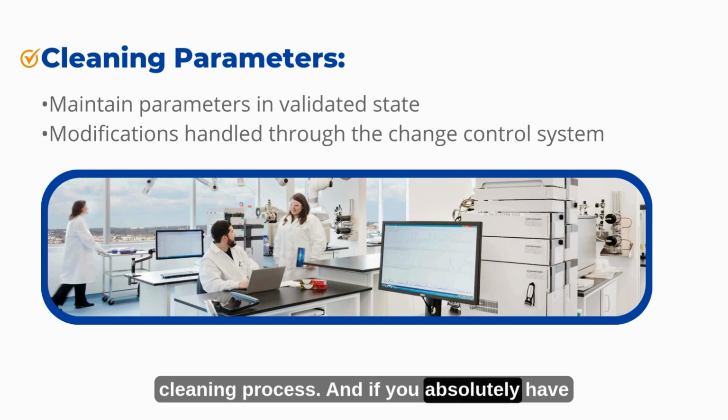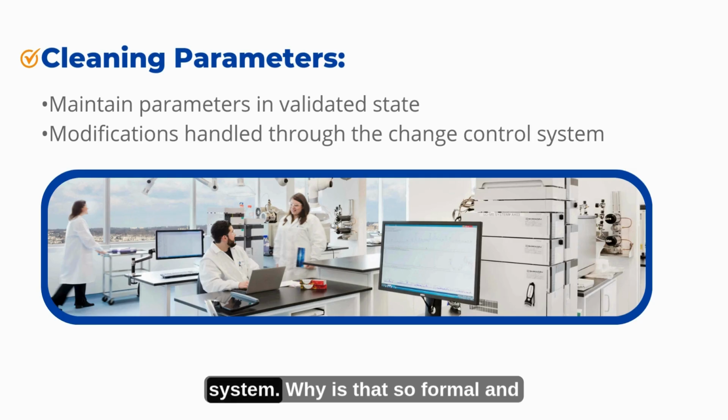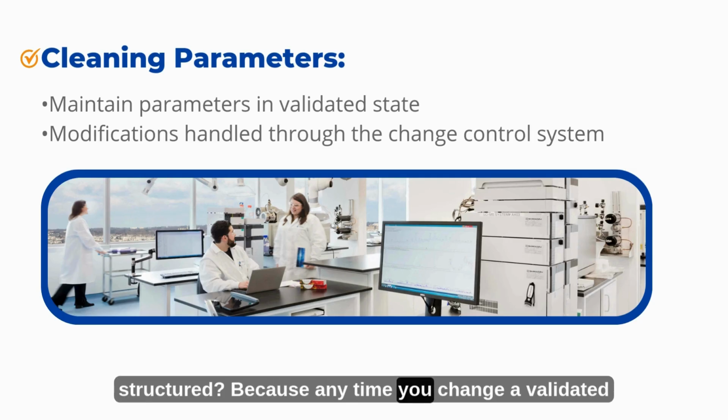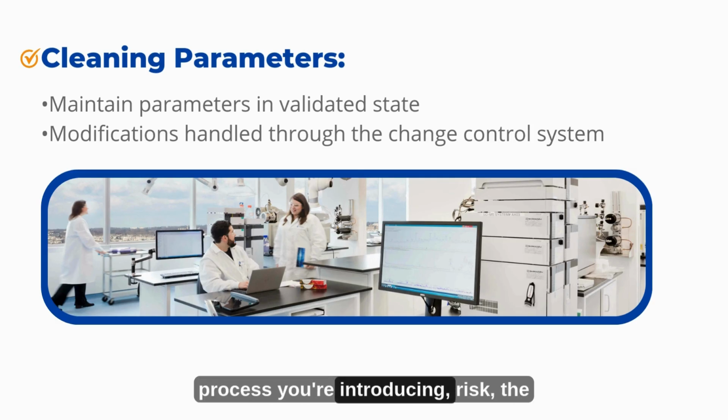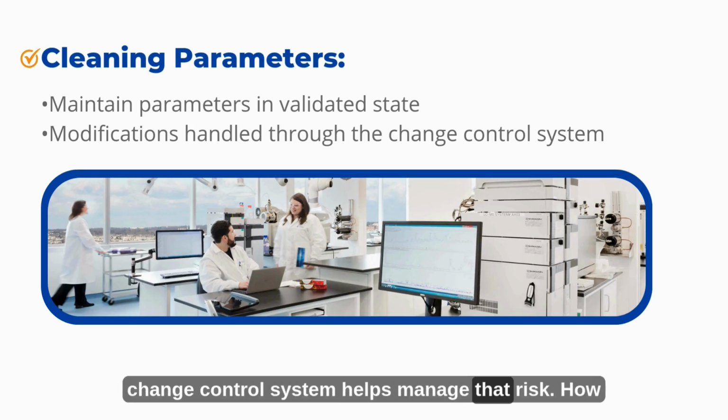And if you absolutely have to make a change to those parameters, you've got the change control system. Why is that so formal and structured? Because anytime you change a validated process, you're introducing risk. The change control system helps manage that risk.